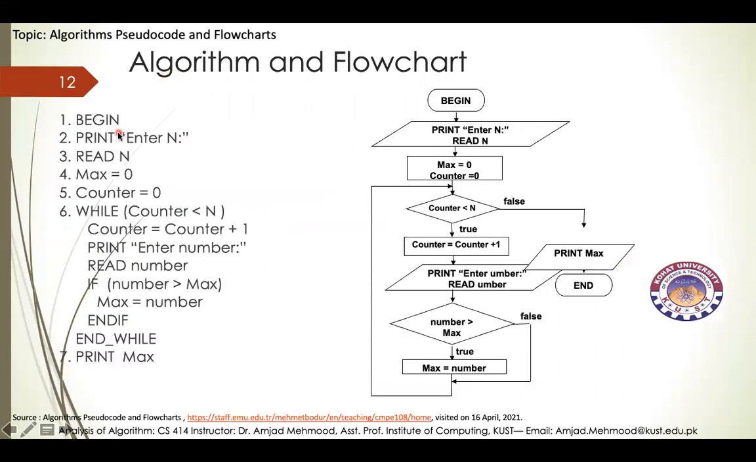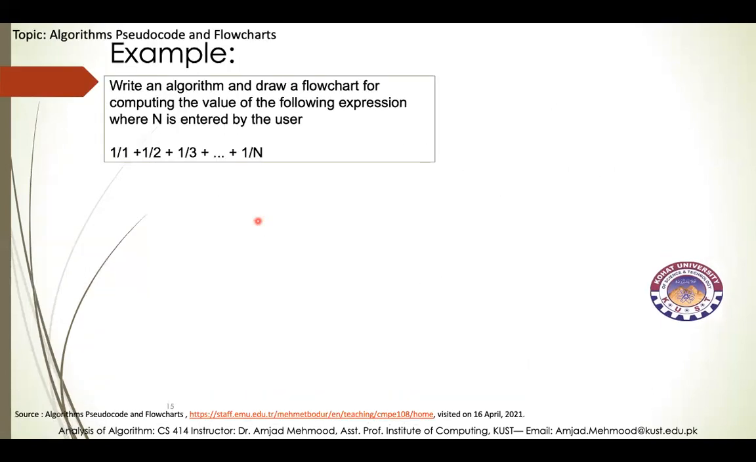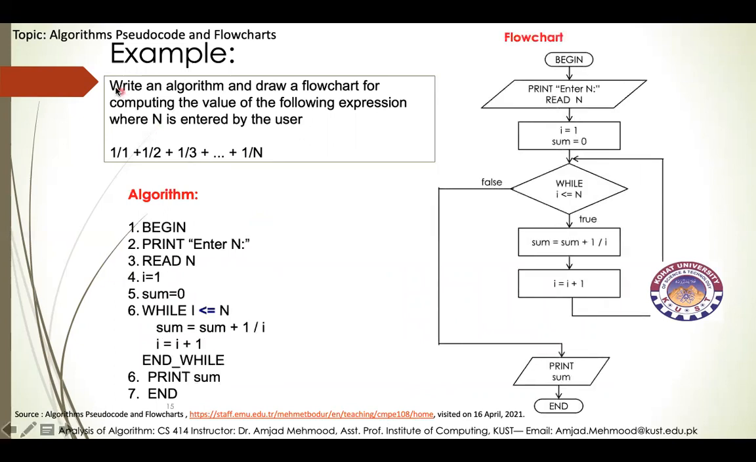Here you can see the algorithm where you are entering values, and this is the flowchart. I hope that you understand this, and I have explained it in detail in my previous lecture, so I don't want to go into detail. This is the algorithm, this is the flowchart, and this is the tracing of the previous algorithm. Next, write an algorithm and draw a flowchart for computing the value of the following expression, where n is entered by the user.